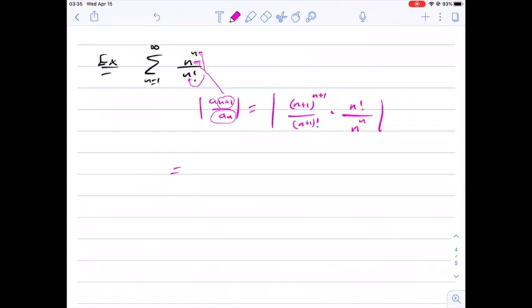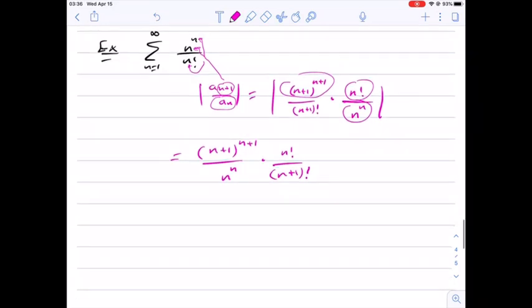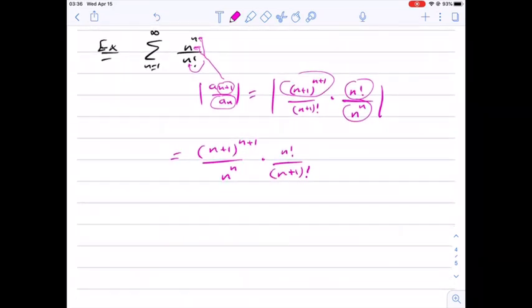Since all terms or expressions are positive, we don't need the absolute value notation. So we write n plus 1 to the power n plus 1 over n to the power n times n factorial over n plus 1 factorial. I rewrote it this way just to make simplifications easier. Now, let's work on the factorial here.